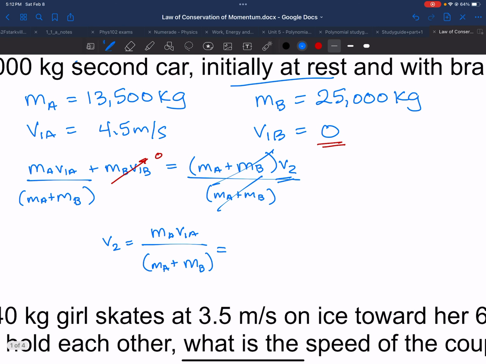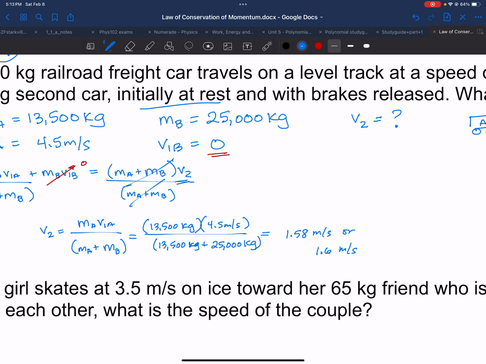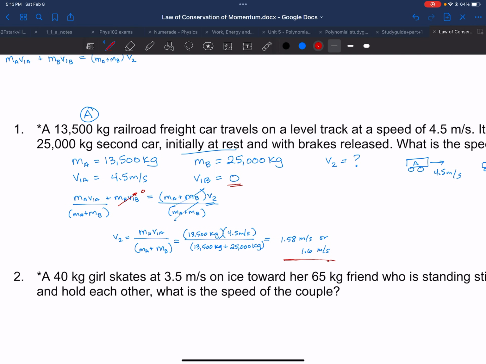So now we're going to plug in the numbers. So we have 13,500 kilograms. We're going to multiply that by V1A, which was 4.5 meters per second. And then we're going to add 13,500 kilograms plus 25,000. Please watch your calculator skills on this. Once you do all the math, it should come out to around 1.58 meters per second, or 1.6 if you chose to not go as many decimals, okay? So that would be the answer to this particular question, all right?